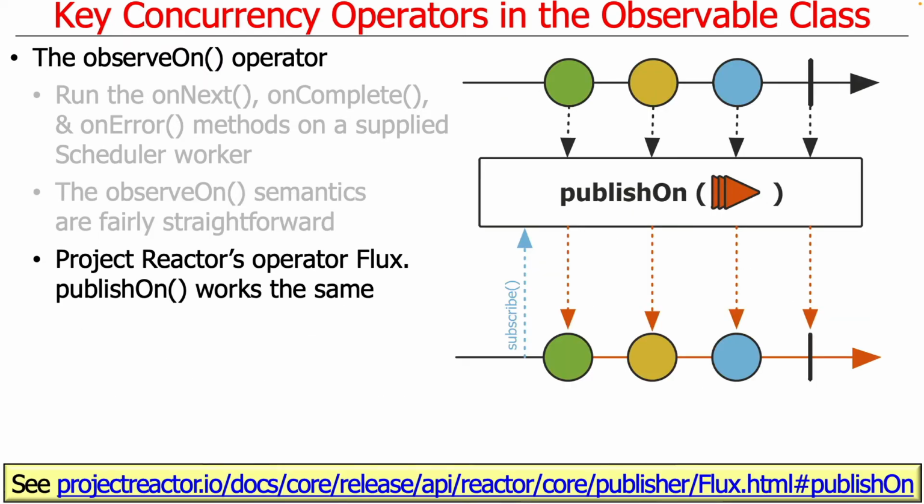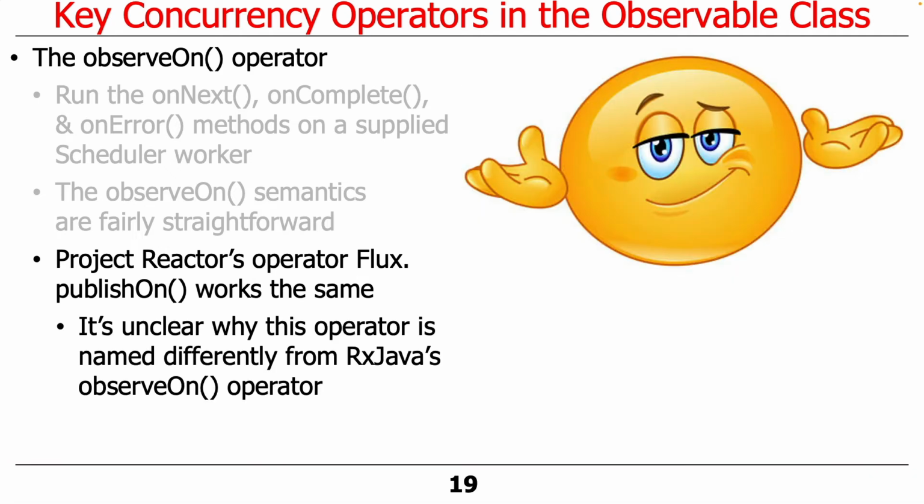Project Reactor has an operator in its Flux class called PublishOn that works the same as the ObserveOn operator in the RxJava Observable class. Why it's named differently from RxJava's ObserveOn operator is a mystery. Just shrug your shoulders, not really sure. It's rather puzzling, but they called it something different.